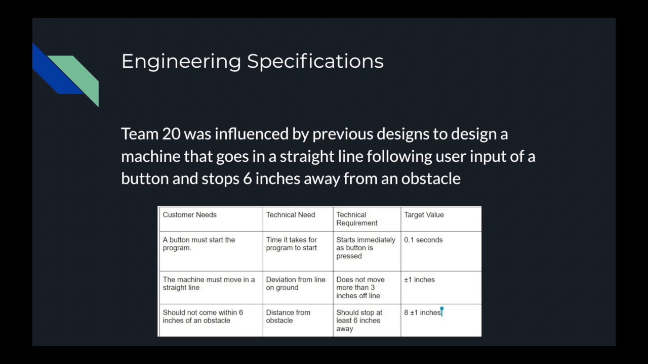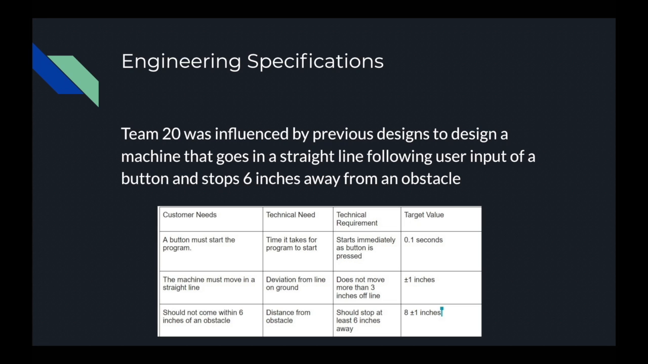The technical need for starting the program was the time it takes for the program to start, in which the requirement is that it starts immediately as the button is pressed, and the target value is 0.1 seconds. To make the machine move in a straight line, the technical need was deviation from line on the ground, and the requirement was do not move more than 3 inches off of the line with a target value of plus or minus 1 inch.